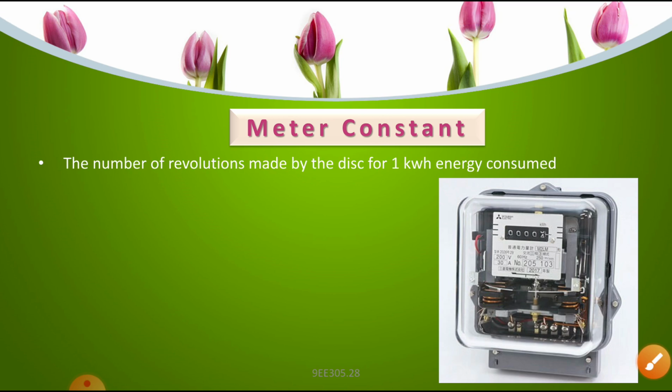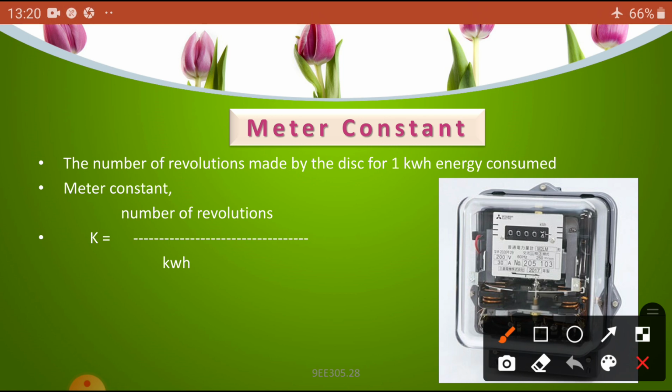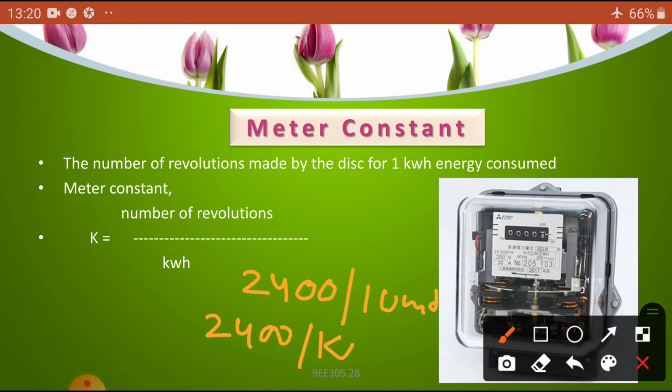Otherwise, you can calculate it mathematically as an electrical engineer. The number of revolutions made by the disc for 1 kilowatt hour of energy consumed is the meter constant, equal to the number of revolutions per kilowatt hour. Previously I told you, 2400 revolutions for 1 unit. That means 2400 per kWh. 1 unit is called a kilowatt hour. That means 1 kilowatt hour is equal to 1 unit.